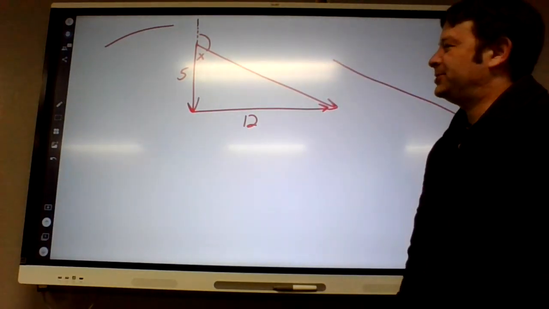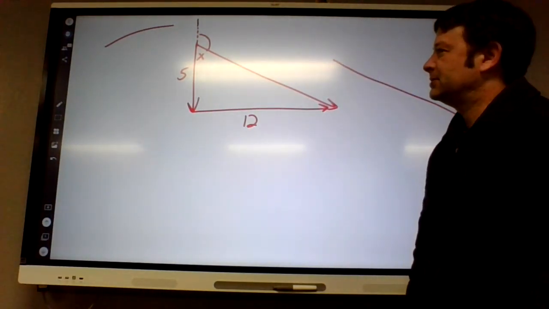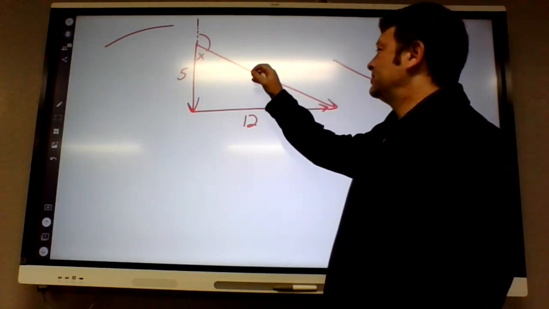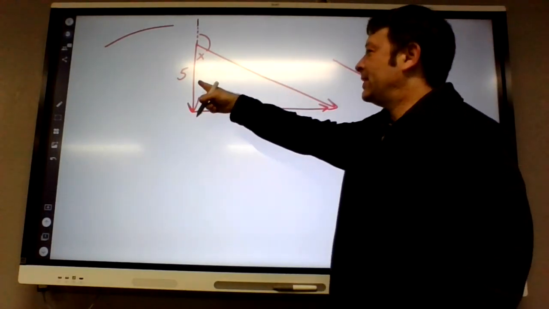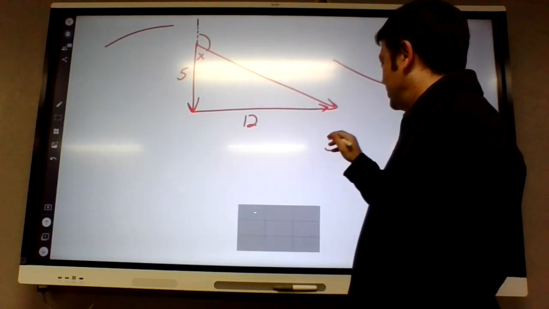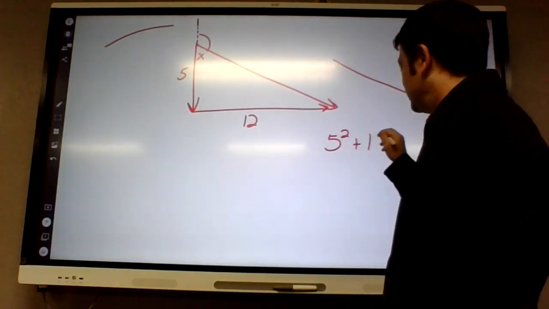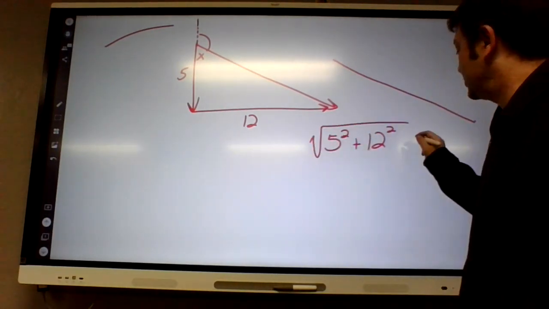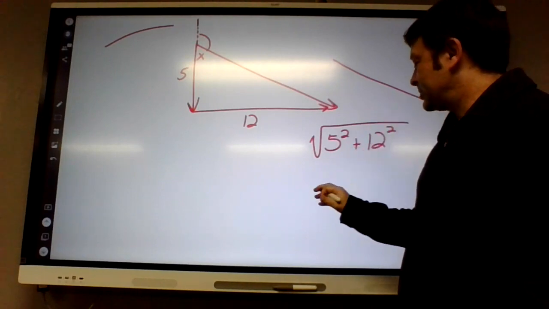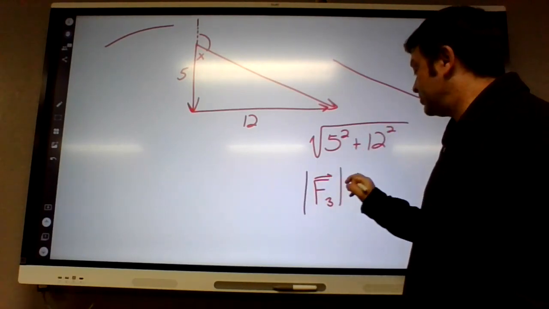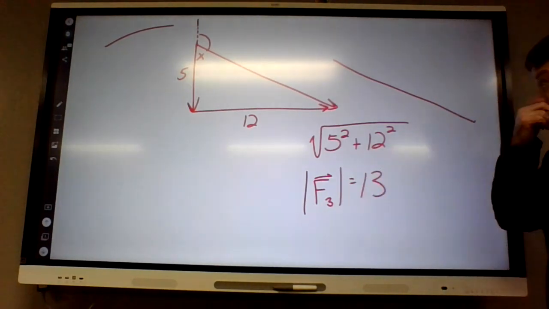And what did magnitude mean? Length. So that would be a squared plus b squared. 5 squared plus 12 squared equals length squared. You guys have this one memorized by now? 13. Yeah, so you do 5 squared plus 12 squared, square root of that, 13. So I'll call it vector F3. The magnitude is 13. All right.